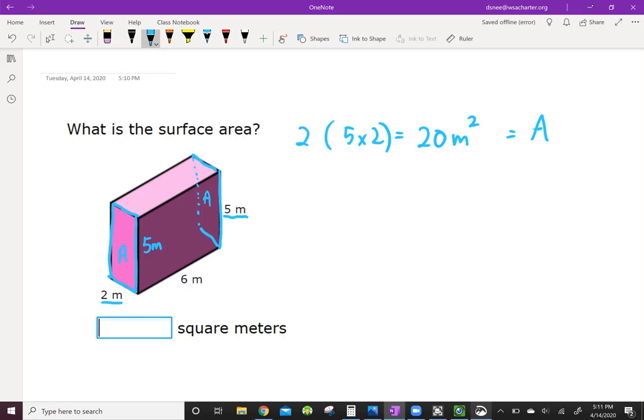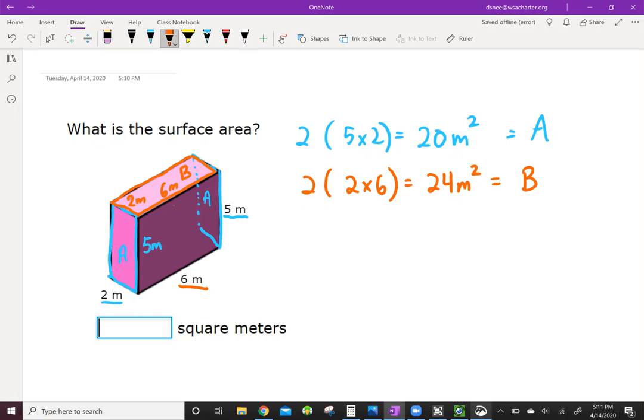And then on my other sides, I'll go orange for this one. I've got an orange rectangle here, and on the opposite side there's another one just like that. This one is 2 meters by 6 meters, because this side and the opposite side are congruent, they're opposite sides of a rectangle. So I have 2 times 2 by 6, so 2 times 12, which is 24 meters squared. That's equal to the area of B. There are 2 of those.